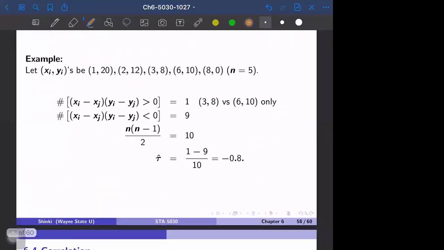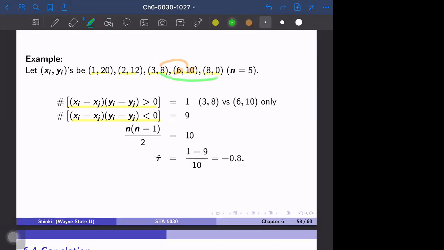Yeah, so just an example here. So we have 5 observations. This is the same as the last time. Then we calculate the number of pairs which satisfies the first condition and satisfies the second condition. And actually for this one, the first condition is only satisfied for one pair, the 3, 8, and 6, 10. So 6 is larger than 3 and 10 is larger than 8. So this satisfies this condition, but all others do not satisfy.